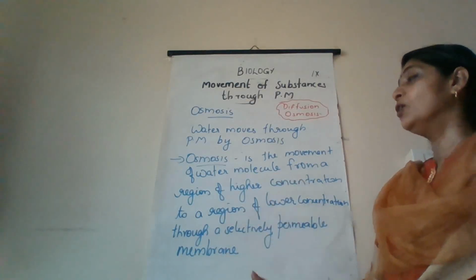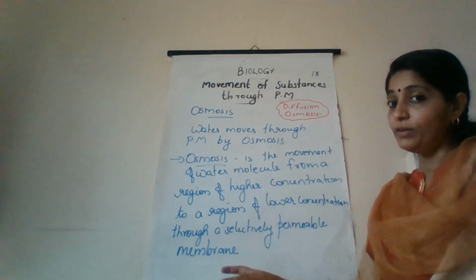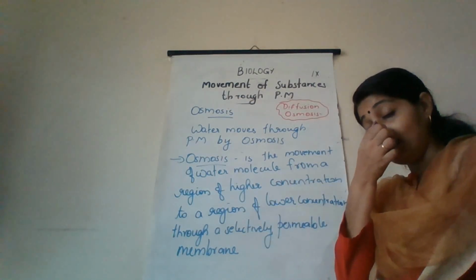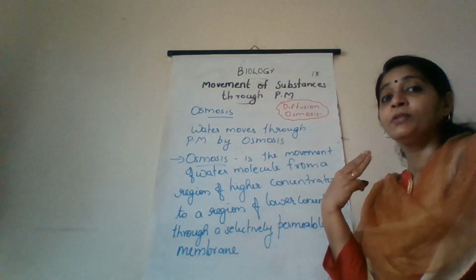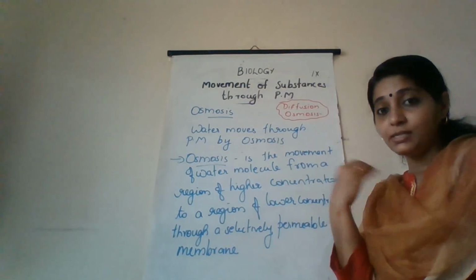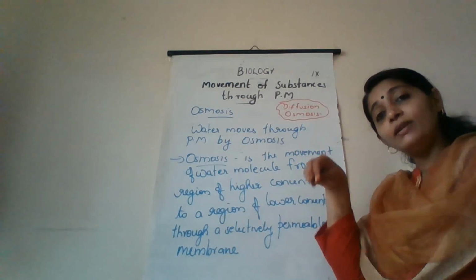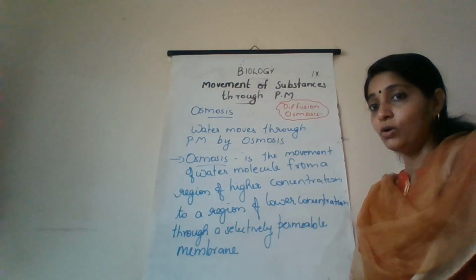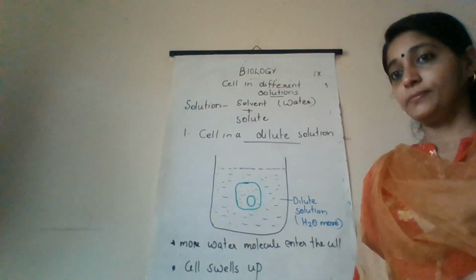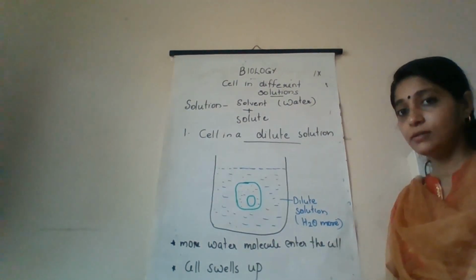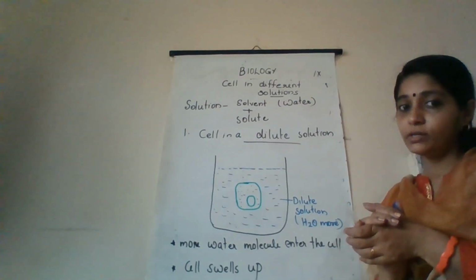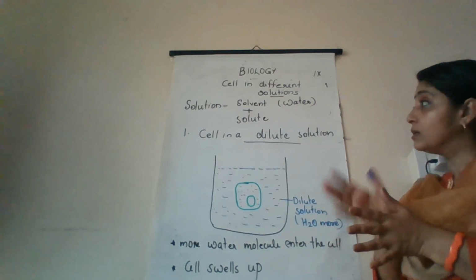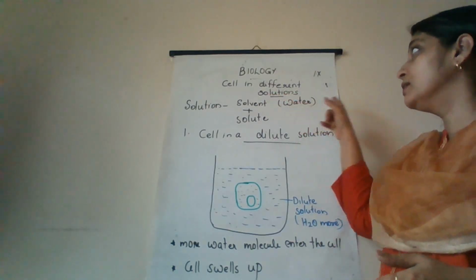We can then call it osmosis. Now we have to see the different types of movement of water which take place in three different conditions: if the cell is in a highly concentrated surrounding, a less concentrated surrounding, or a normal medium. So we have to see all those things in detail now. We will see how the movement of water molecules takes place through the plasma membrane in cells in different solutions.